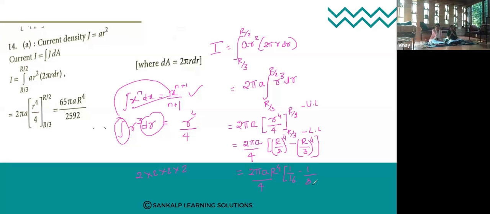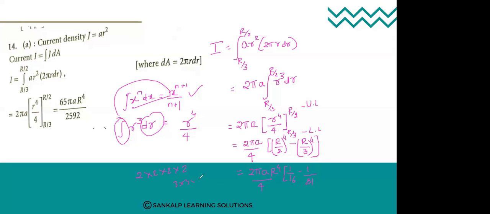81, 81, 81, no? Yes, ma'am. 3 into 3 into 3 into 3. Yes, correct. So if you simplify this one, you can take the LCM and do the simplification. Here the final answer will be 65 pi upon 2592.